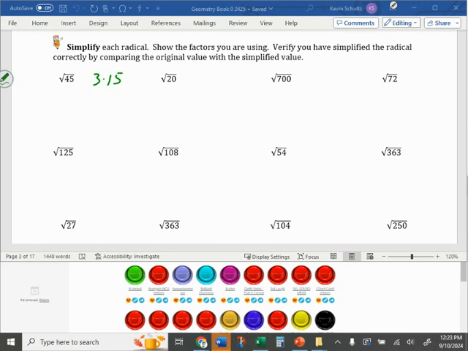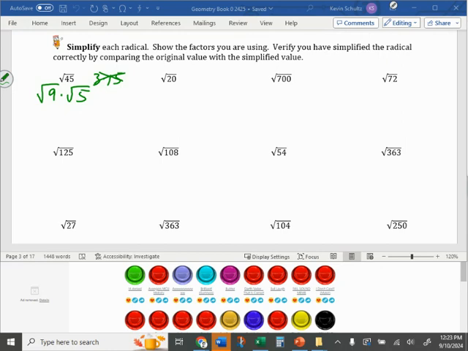What's another factor pair of 45? 9 and 5. If we rewrite the root of 45 as the root of 9 times the root of 5, what have we just given ourselves here? What do we know about the root of 9? It equals 3. It's a perfect square, right? Embedded in 45 is a perfect square factor.